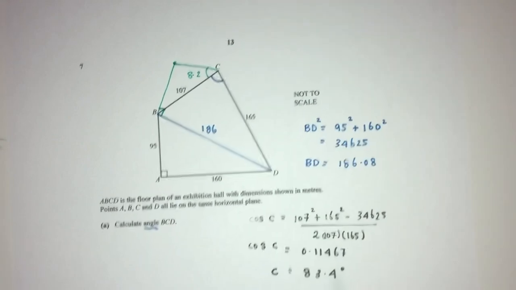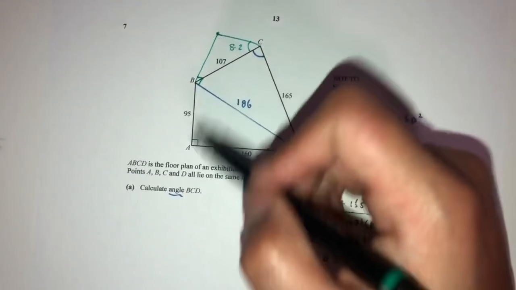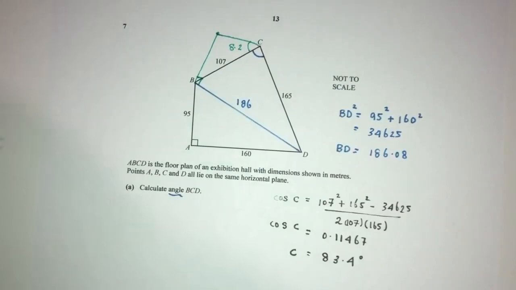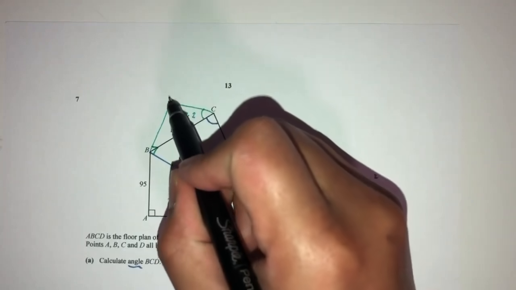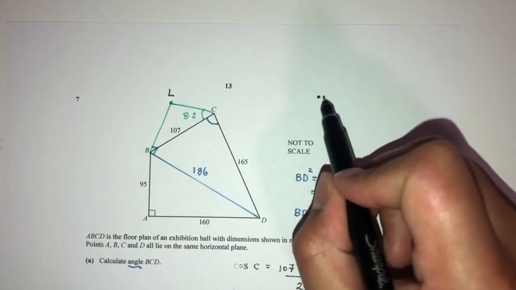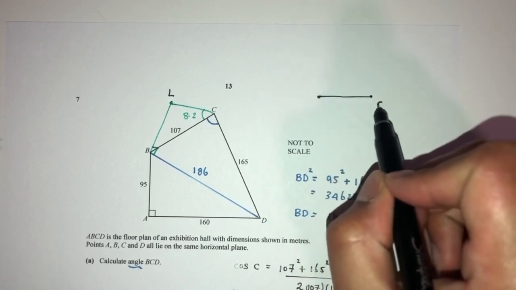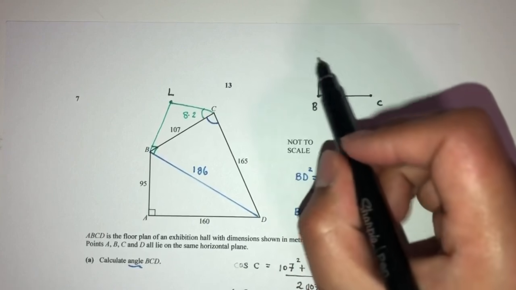Now we have to find the angle of elevation from A. So we have to join with A. Now again, one by one. So let me draw this again. So this is the light. Let's call this L. So here we have B on the ground. C is also on the ground, right? We agree with that. L is vertically above.